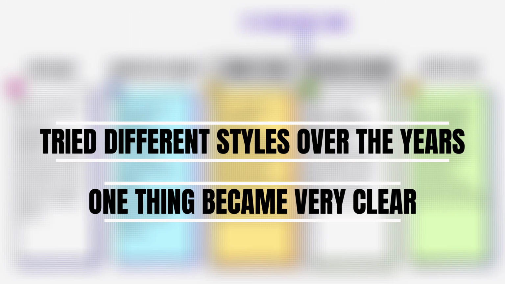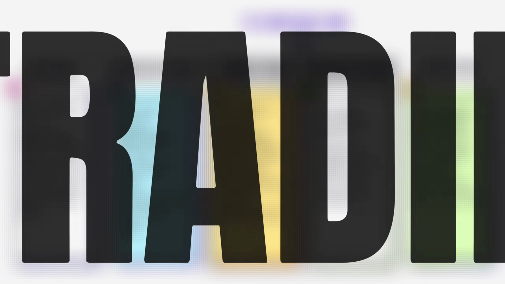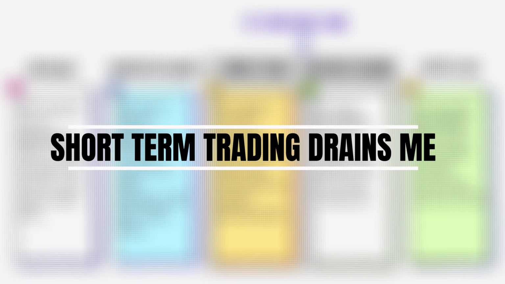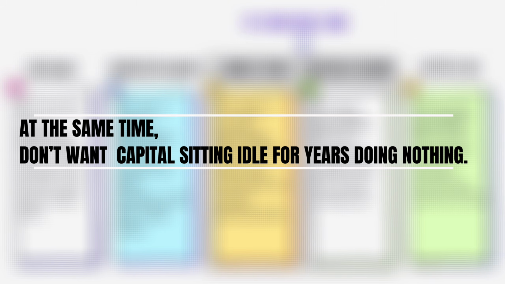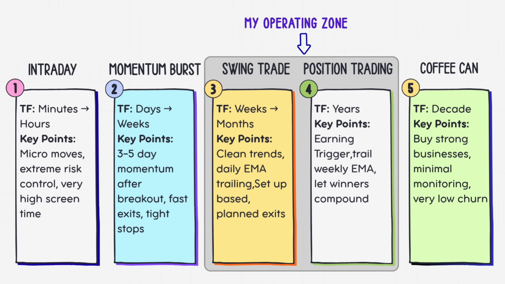I have tried multiple styles over time, and one thing has become very clear: I do not enjoy hyper noise. I hate noise, and that kind of trading, like intraday or momentum burst, will drain me more than it helps me. But at the same time, I just don't want my capital to sit idle for multiple years or decades. So I need something in between. And this is where my operating zone comes in.